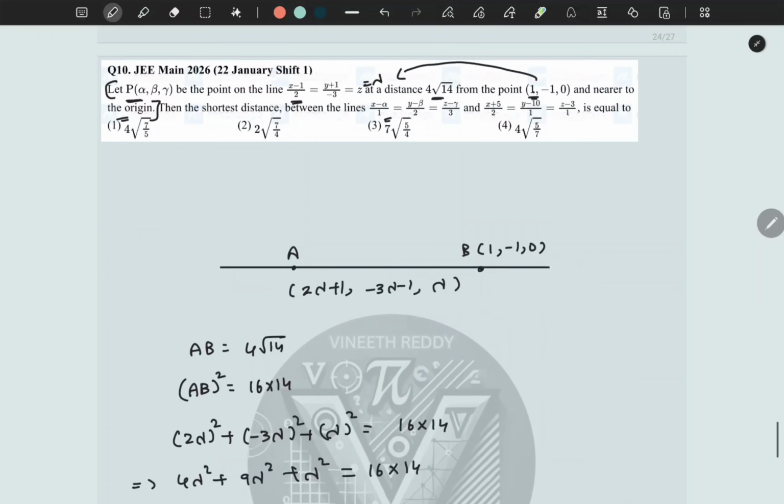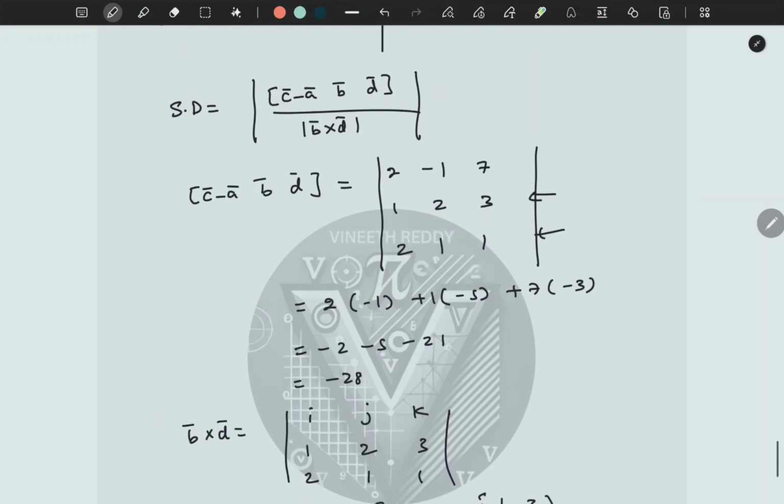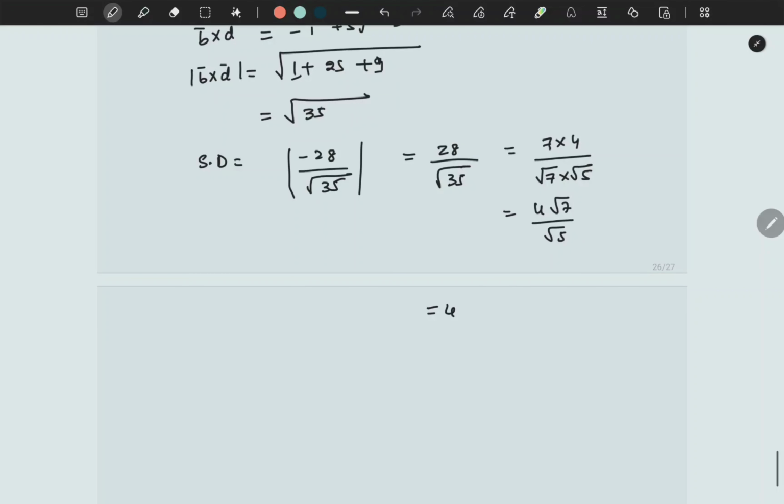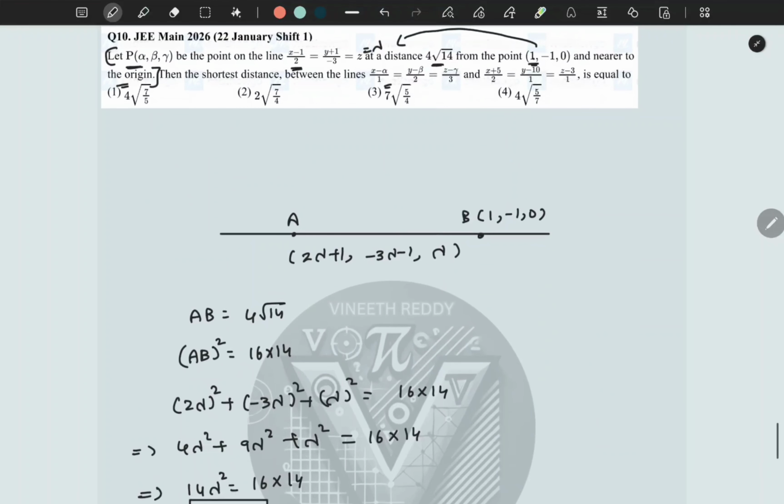Yeah, let us see the options. Okay, options are in this way. So let us further simplify it. We can write this as 7 into 4 by root 7 into root 5. So we get 4 root 7 by root 5, or we can write it as 4 under root 7 divided by 5, right? So 4 under root 7 by 5. I think option 1 seems correct.